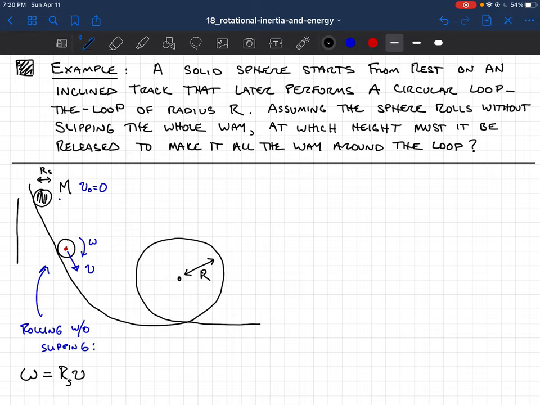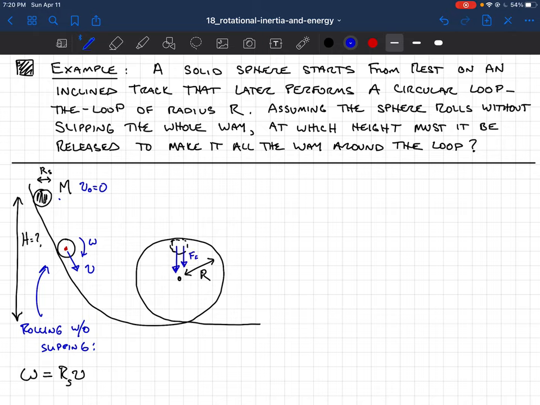So the question is, how high do you have to release this sphere in order for it to go all the way around the loop-the-loop? And part of that question is a circular motion problem. So let's start there. How do you know that it's actually going to be okay when it gets to the top here? What that means is that it will still have a normal force.